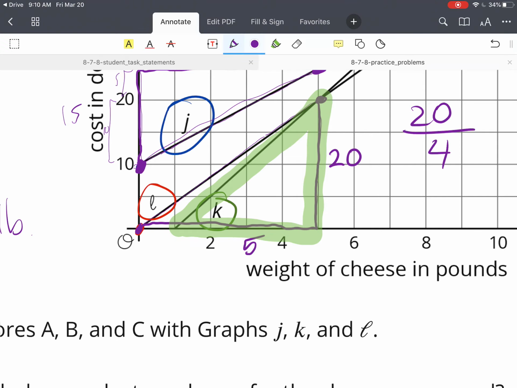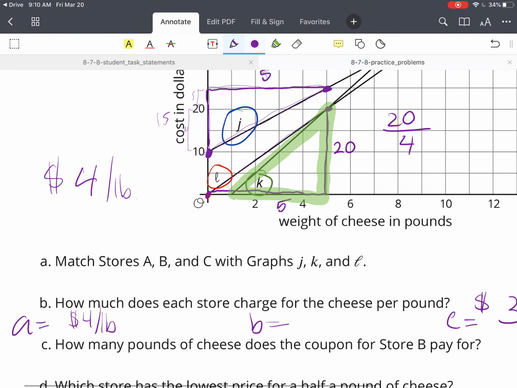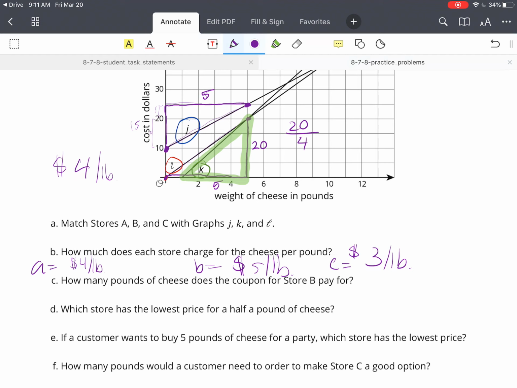Here, the rise is 20, but the change in X is only 4. 20 divided by 4 is $5 a pound.